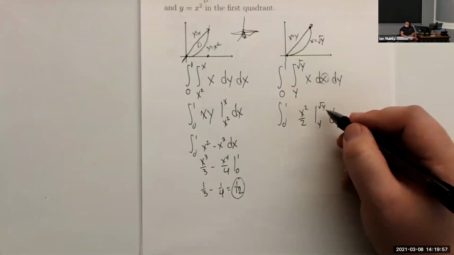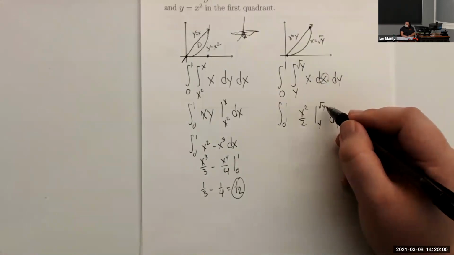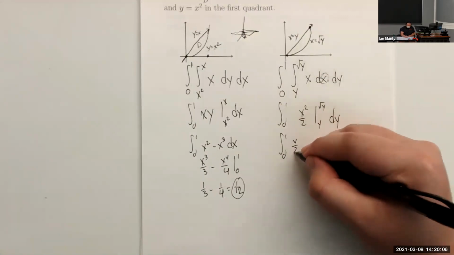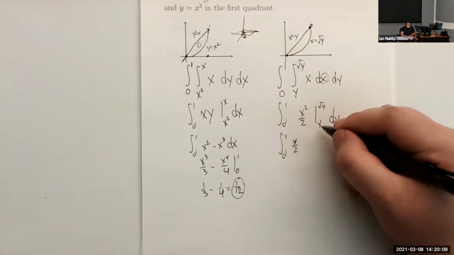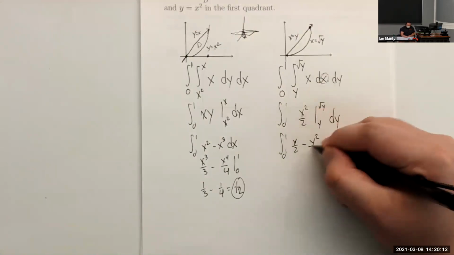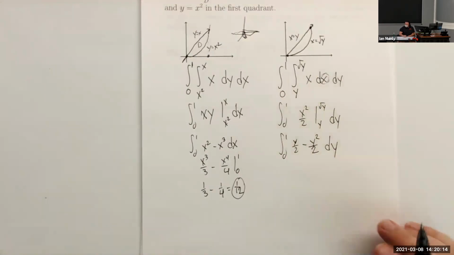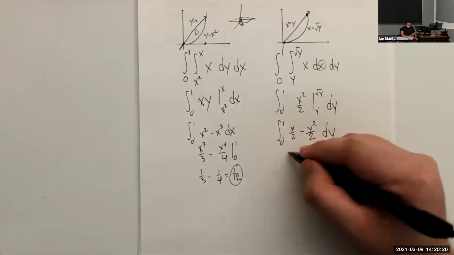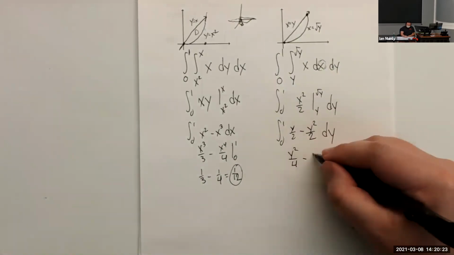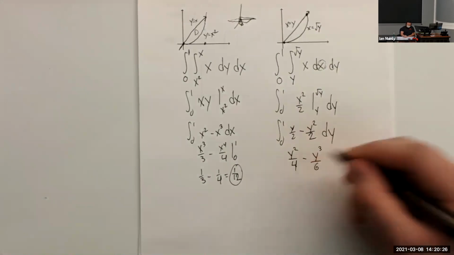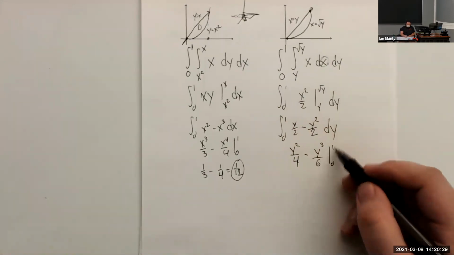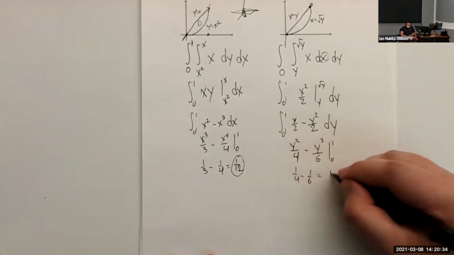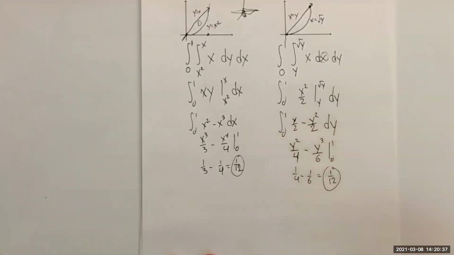All right, so I'm going to go ahead and plug in root y into here. I plug root y in, I get y over 2. And then I subtract when I plug y in. There's y squared over 2. All right, so now I want to integrate this with respect to y. So I have y squared over 4 minus y cubed over 6 if I divide by the appropriate powers. Plug in 0 and 1 into this. And I have a 4th minus a 6th, which lo and behold is also equal to 1/12.